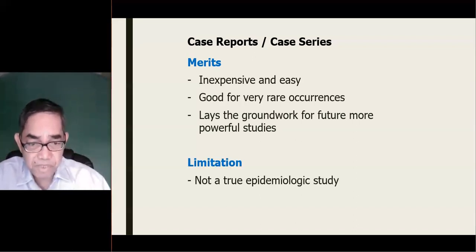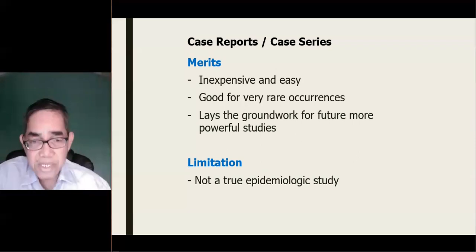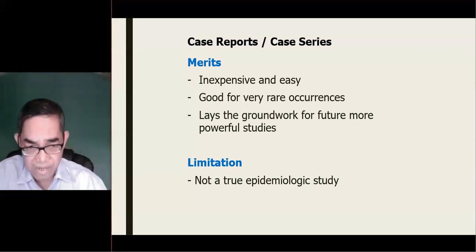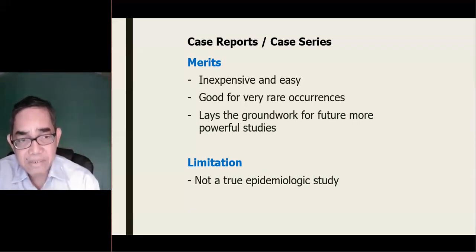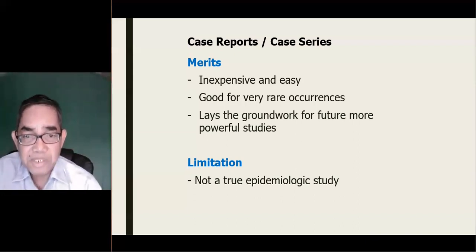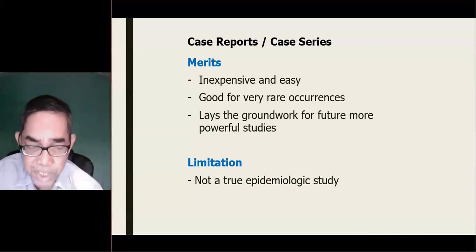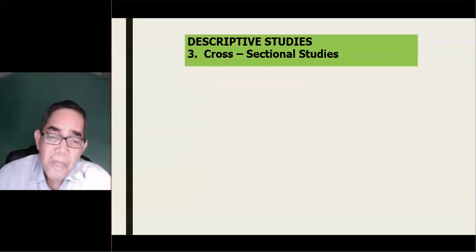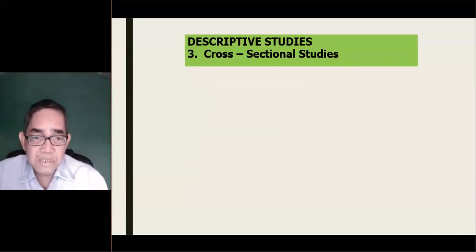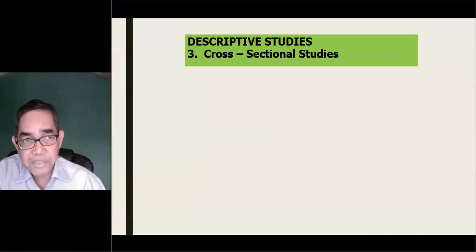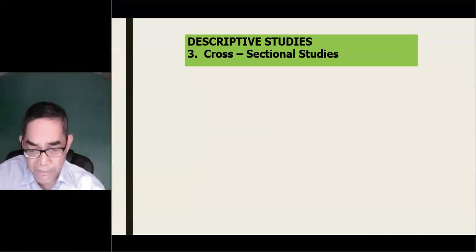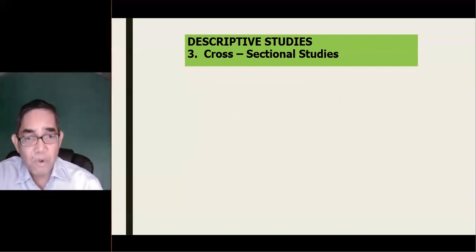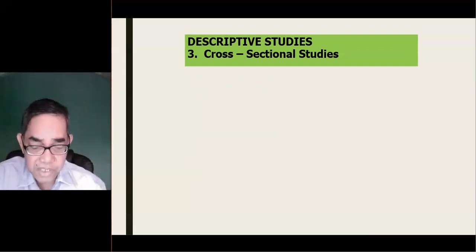Limitation: this is not a true epidemiologic study. That is why we need a better analytic study, because as we said, a case series will just generate hypotheses. Now let's go to the next. This is number 3, because the case study and the case series are really two types of studies. They are different. The case study only looks at a single patient. The case series looks into a series of patients.